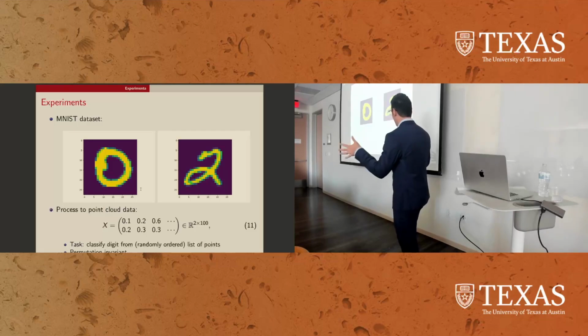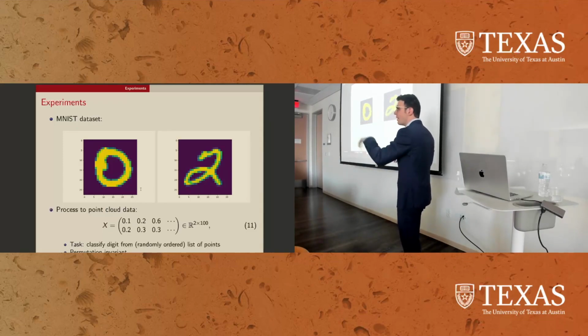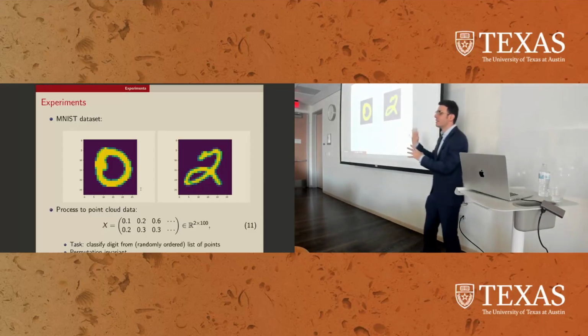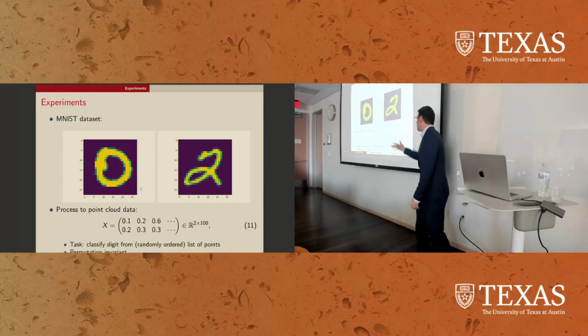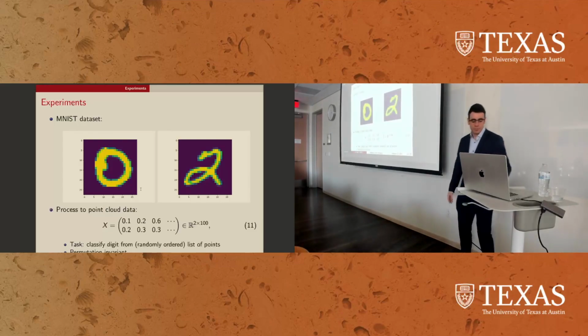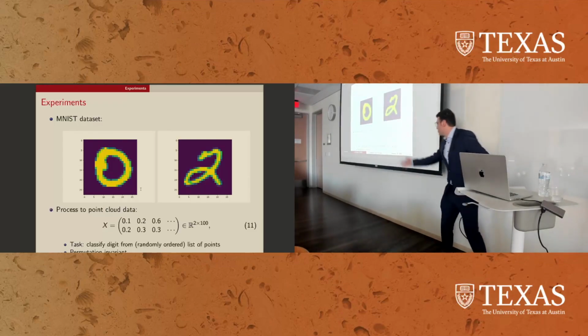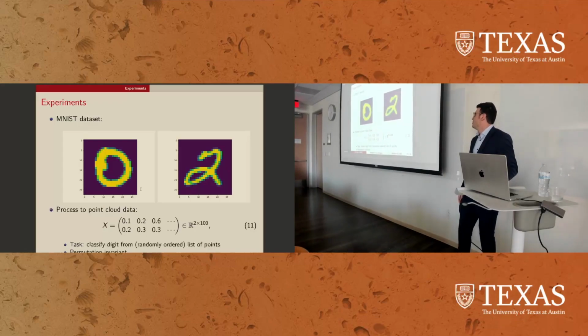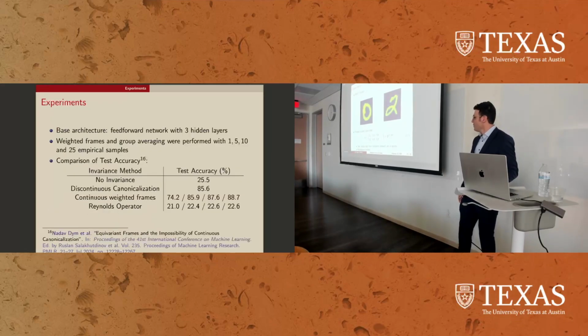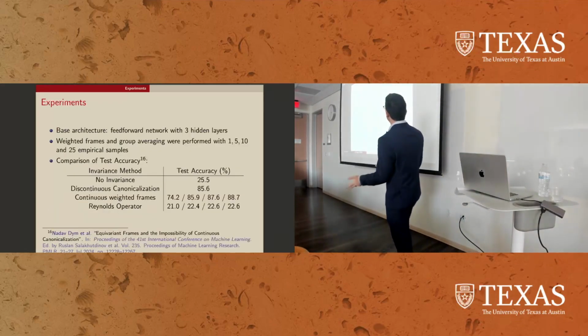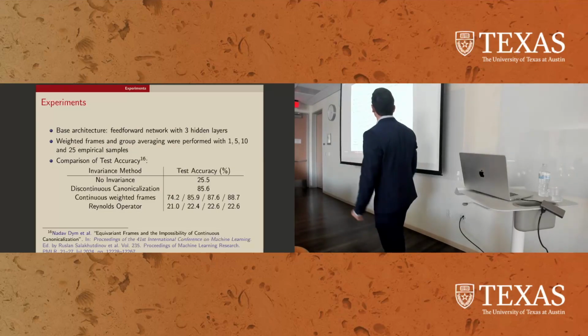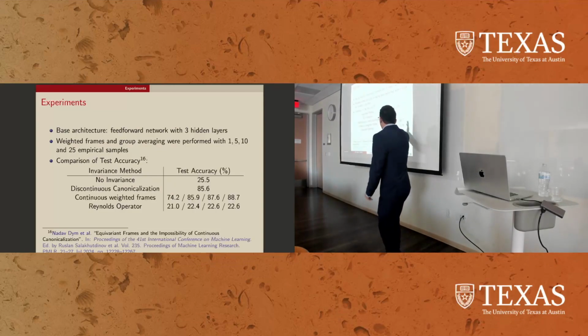So the neural network gets this 2 by 100 matrix as input, whose columns are the coordinates of a bunch of points in some random order that lie inside this image. Based on that, we want to classify what digit we have. Obviously this is permutation invariant, and it's not really rotation invariant, so we're only considering permutation invariance in this experiment. Basically what we do is the following. We take some base architecture that's not invariant, in this case just a feed-forward network with 3 hidden layers, and then we use different methods to make it invariant.